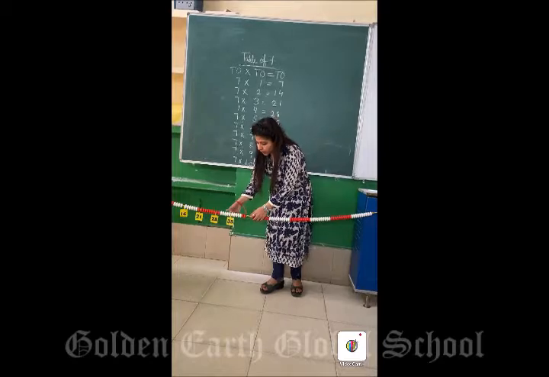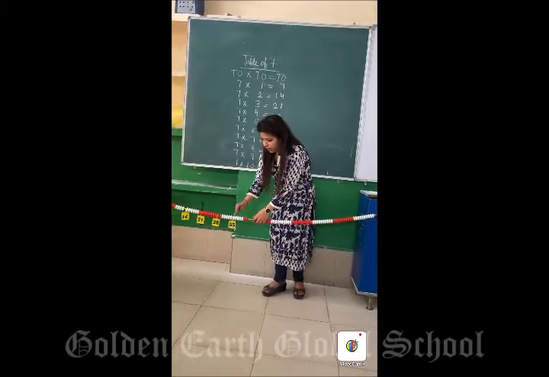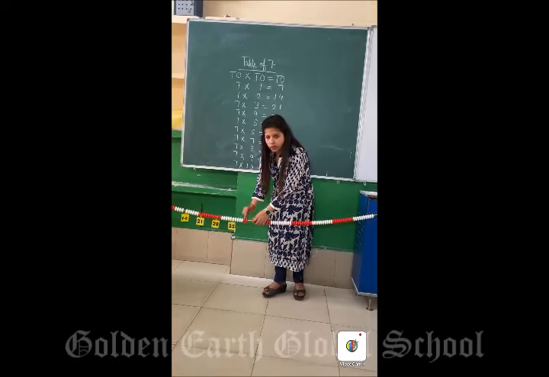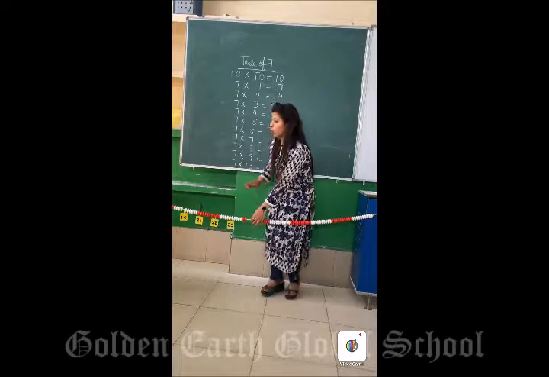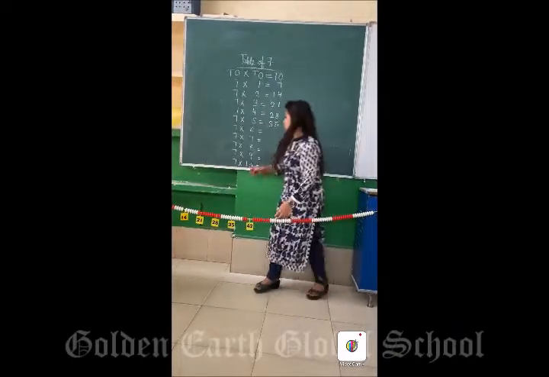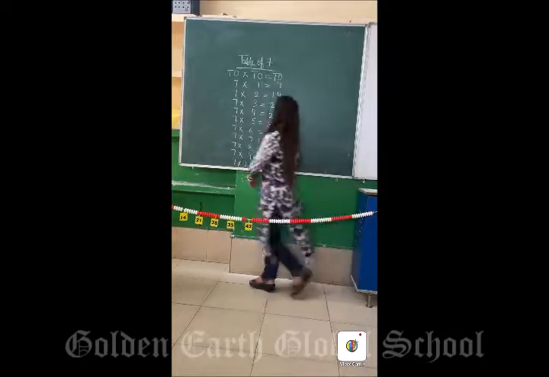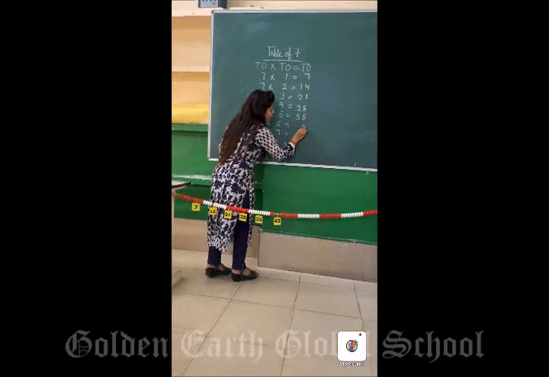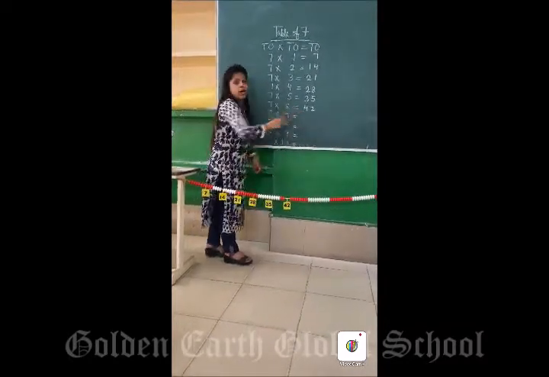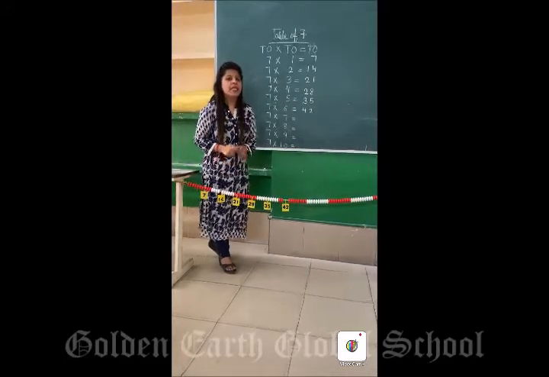1, 2, 3, 4, 5, 6, 7. यहाँ पे कौन सा टैग है? 35. What comes after 35? 36, 37, 38, 39, 40, 41, 42. So here we put a tag of 42. So 7 sixes are 42. 2 under 1s and 4 under 10s. 7 sixes are 42. Again we will count how many beads?